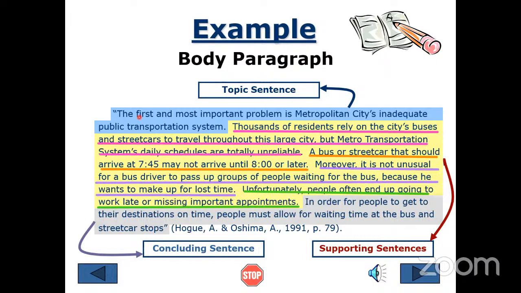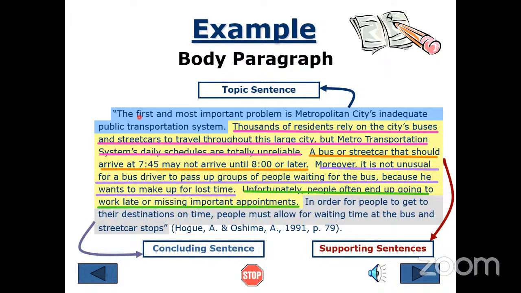What else? It often suggests how the paragraph will be developed. From the topic sentence of the example paragraph, we assume that the paragraph will discuss the problem of the metropolitan cities, what is going on in the metropolitan cities and its inadequate public transportation system. In this paragraph, we have supporting sentences. A paragraph has main supporting ideas, all relating to the topic sentence.